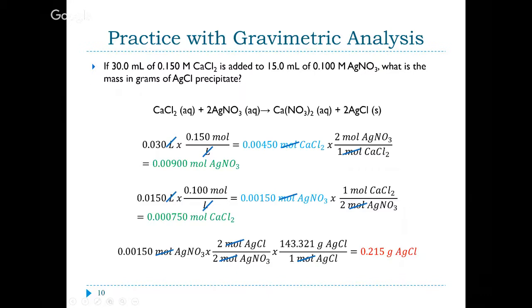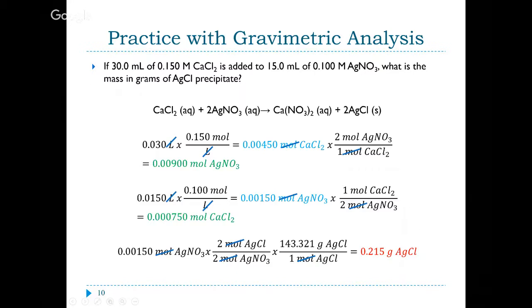We do the same thing with the silver nitrate solution. We've converted our volume to liters. We multiply to see that we get 0.00150 moles of silver nitrate. So since we have two sets of moles, we have to figure out what is our limiting reactant here. So that's where we use the stoichiometry from the balanced equation to see how many moles of something we would need in order to react.